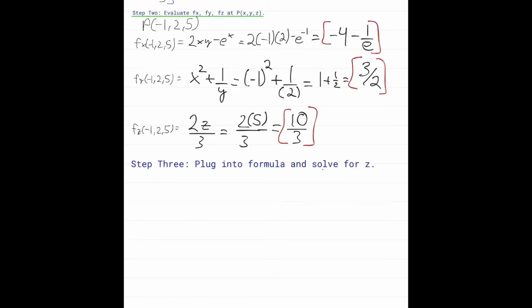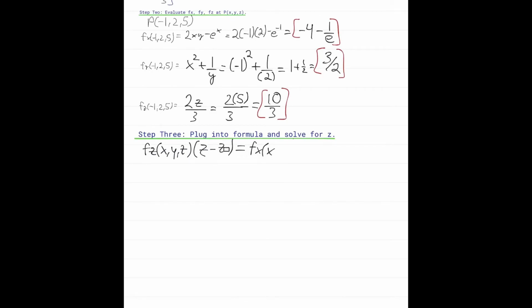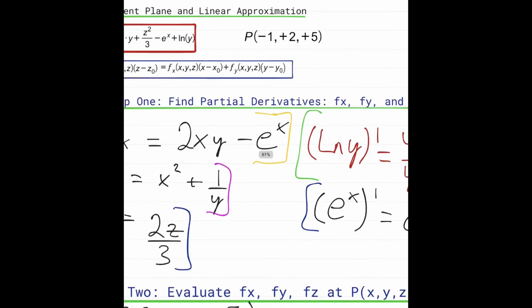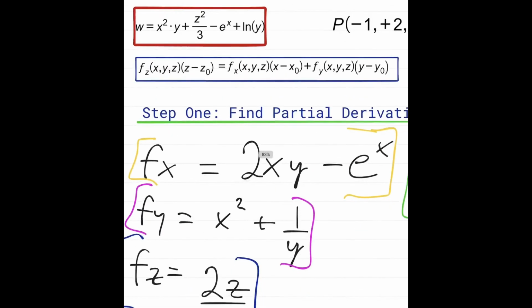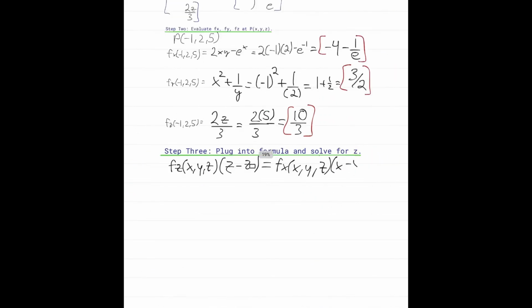So now on to step 3. For step 3, what we're going to do is plug into the formula and solve for z. In doing so, I'm just writing out the formula: partial x, partial y, partial z. The formula that I have up here, this one right here, is our formula for tangent plane and linear approximation. All I'm doing now is writing it again down here, so that we can reference it and we don't have to scroll upwards.